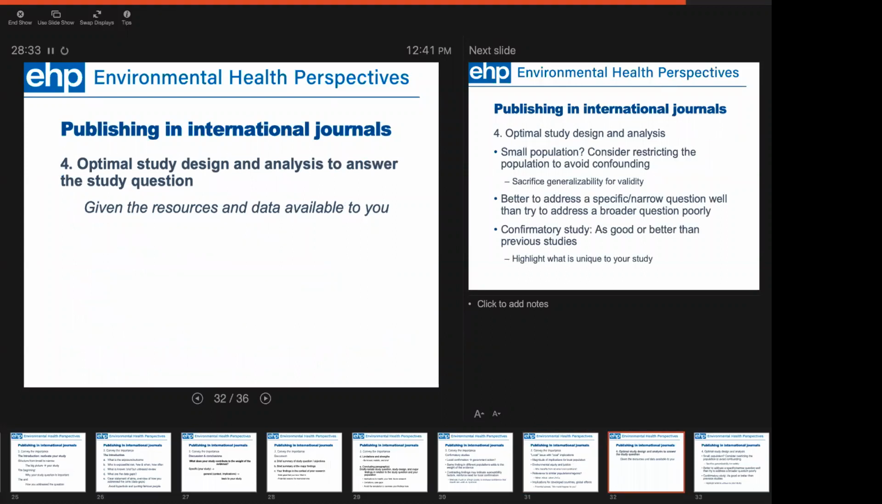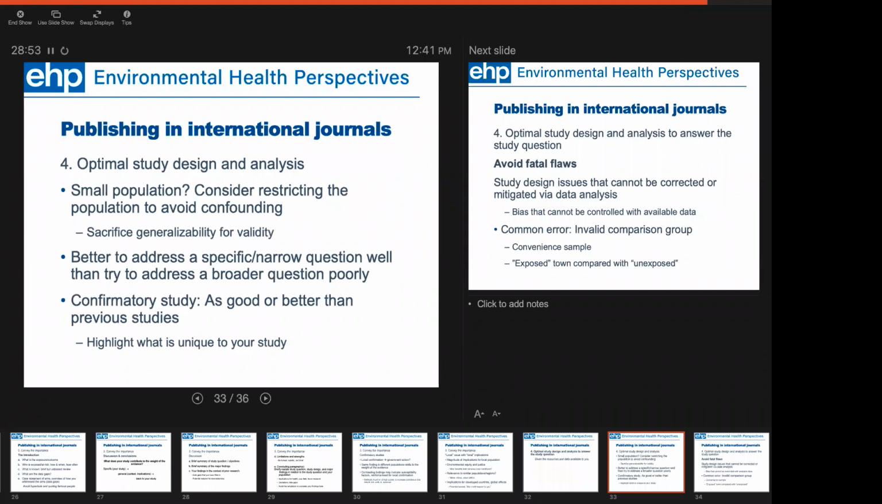Okay, and then another thing that's really important to get published in international journals is to do the best study that you can. So an optimal study design and analysis to answer your study question. And that has to be given the resources and data available to you. So here, think about what you can do and what is realistic. You may actually need to alter your study question a little bit to be something that you can answer with the information that you have.